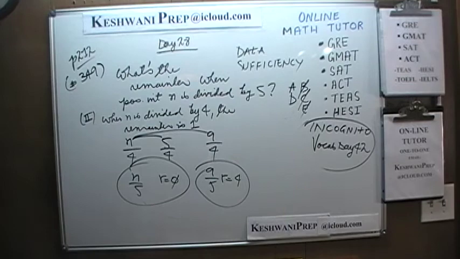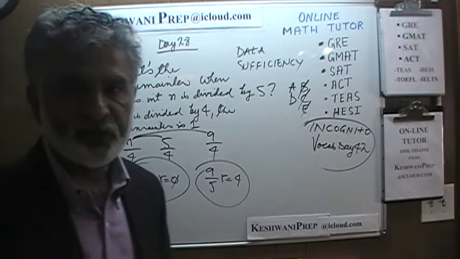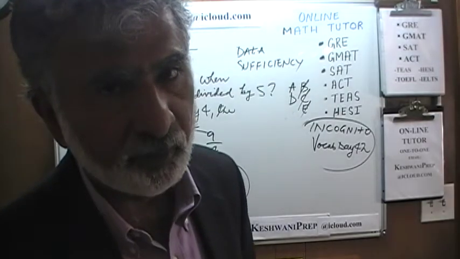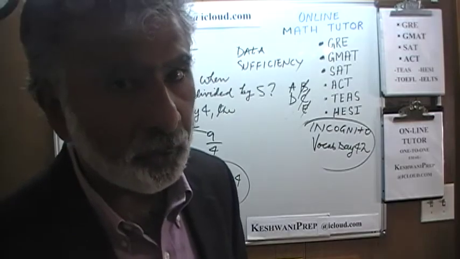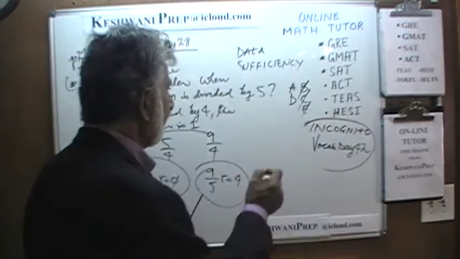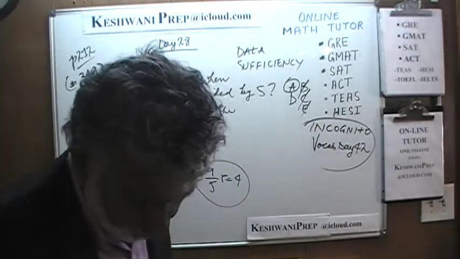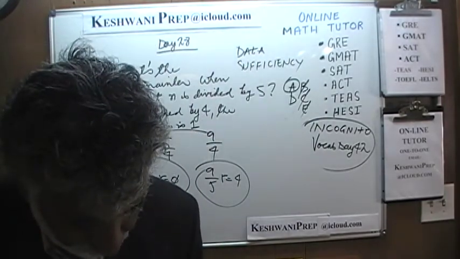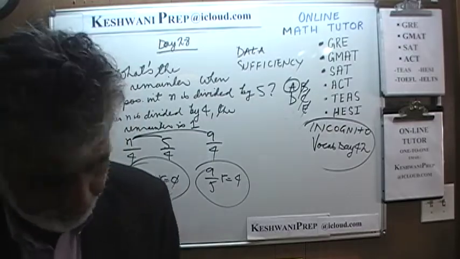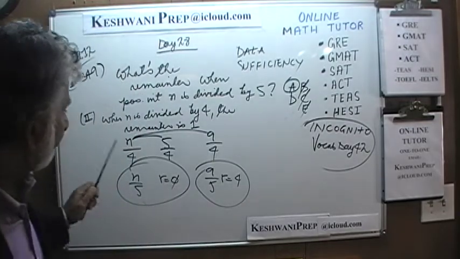We can't really tell what the remainder is based on what they gave us in the second statement. So in this case, the second statement is not enough by itself. Only the first statement was enough. The answer is A. That was 349. Let's move on. And let's do the very last problem on the page. Number 350.